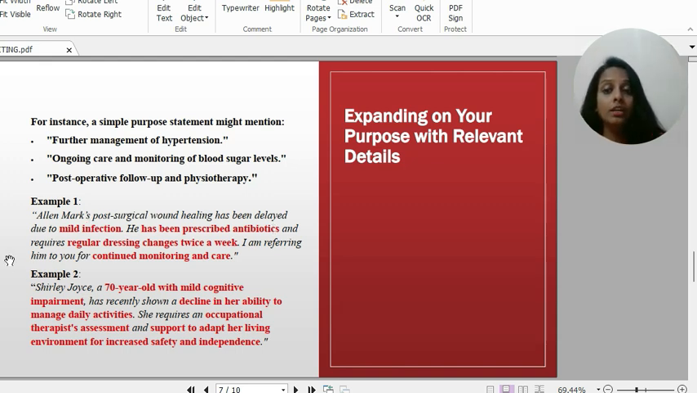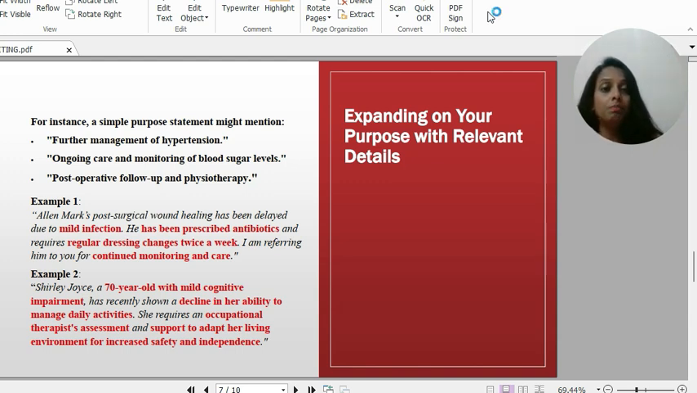And when it comes to the care needed, requires dressing changes twice a week. So this specifies the frequency and the type of care required. And finally, the reason for referral. I'm referring him to you for continued monitoring and care. So this clearly communicates why the recipient is being contacted. So here you are expanding on your purpose with all the relevant details.